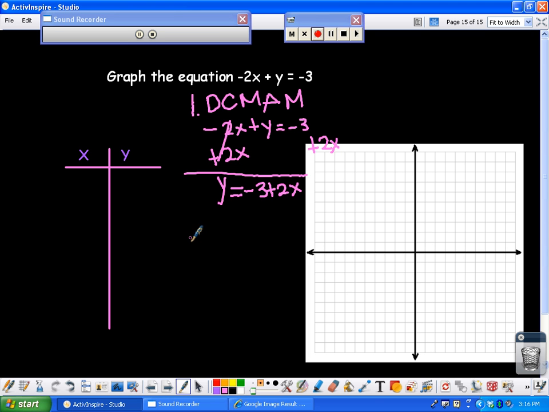Our second step is we need to make a t-chart. Our t-chart's over here. We have it set up. We have x's on this side and y's on this side. And now we need to set up some x values to figure out what y will be.